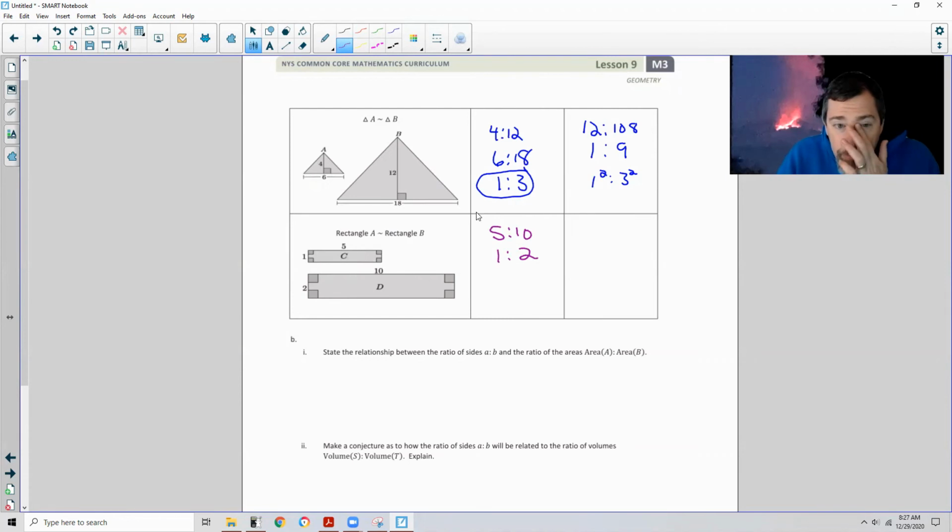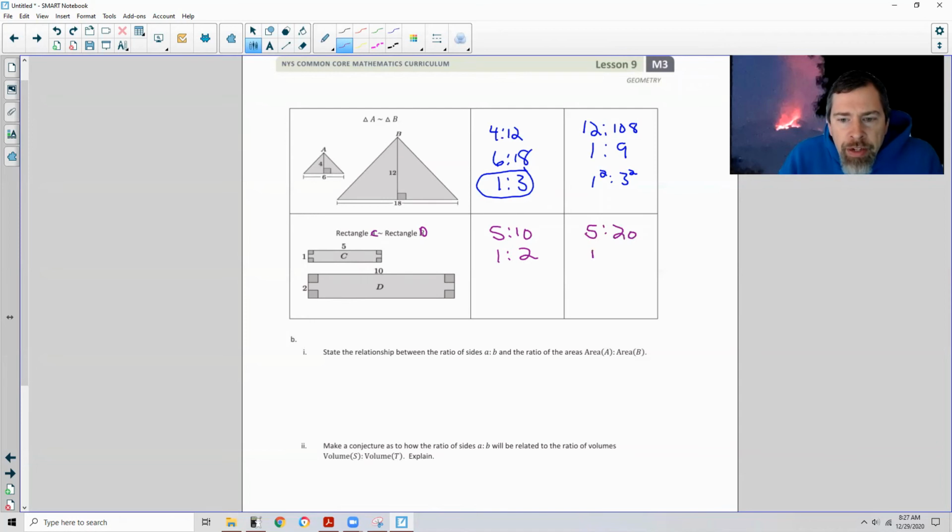Okay. This is a misprint, by the way. That's C and that's D. All right, so our ratio is 1 to 2. So now if I find the area, area is base times height, or length times width. 5 times 1 is 5, and 10 times 2 is 20.